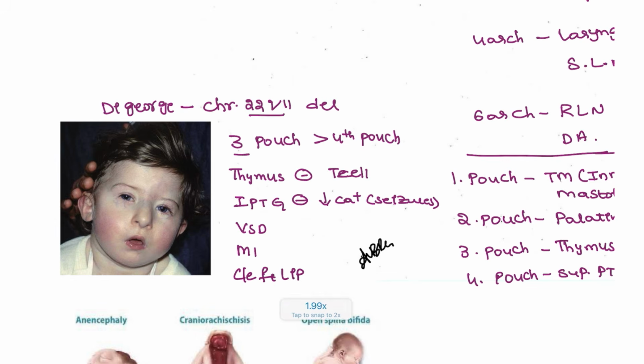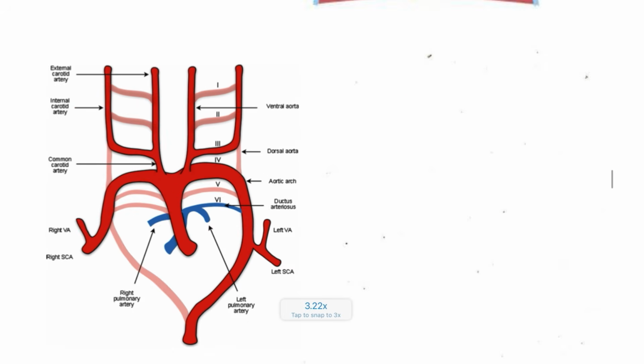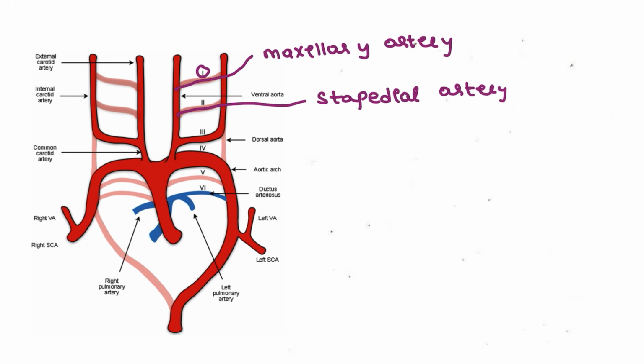Okay, next, coming to the arteries and the derivatives. So this is the first arch. The first arch is going to give rise to the maxillary artery. Next, the second arch is going to give rise to the stapedial artery, but the stapedial artery is going to degenerate after birth. Next, third arch. Third arch is divided into three types. This is the common carotid artery, and here you can see the internal carotid artery for the third arch.